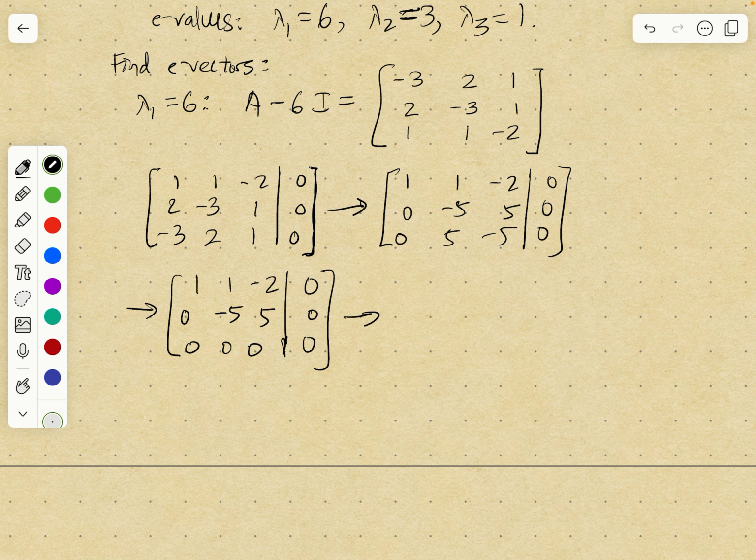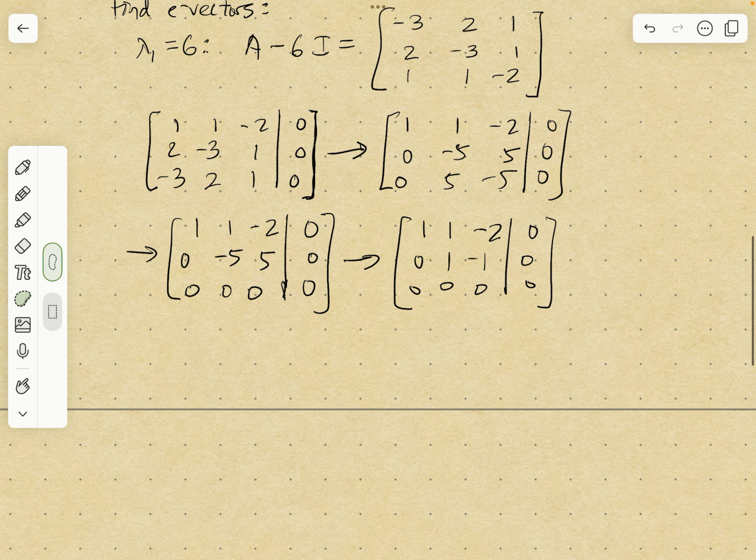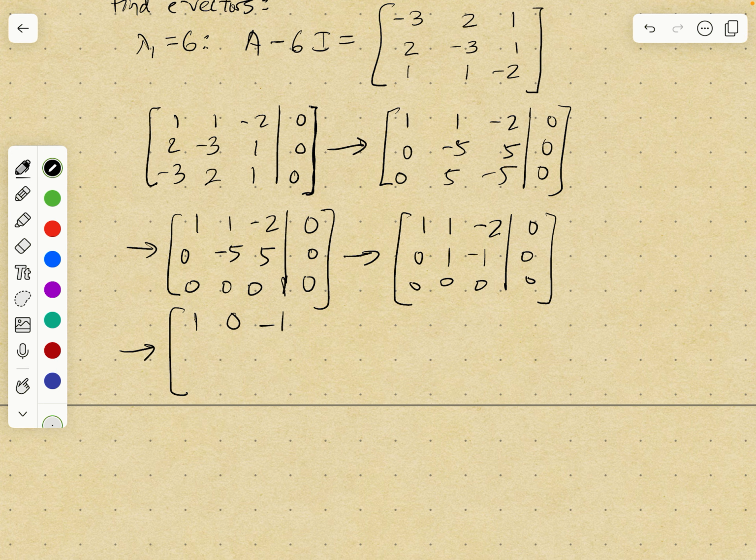So now here we're just going to get this into reduced row echelon form. We divide row 2 by -5. So you're going to get this. And then the last step is I want this 1 to be a 0, right? So row 1 turns into row 1 minus row 2. So I do -2 minus -1, that's -2 plus 1, that's -1. So I get this.